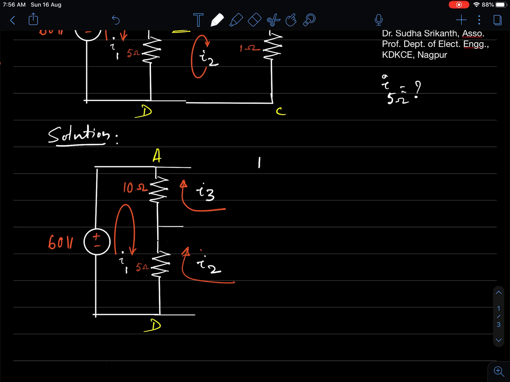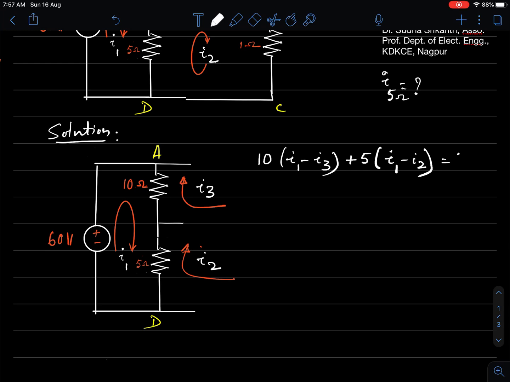Through the 10 ohm resistance, what is the potential drop? The drop in potential is 10 into (I1 minus I3), because I1 is flowing from A towards D and I3 is flowing upwards. So the downward current which results in the drop is I1 minus I3. Now we come to the 5 ohm resistance. What is the potential drop? Plus 5 into, it is carrying a current of I1 in the downward direction and I2 in the upward direction. So the difference in current is I1 minus I2 from top to bottom, which is taken as a potential drop. This is equal to the gain in potential, 60 volts.